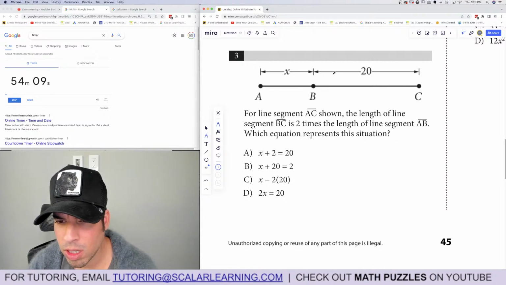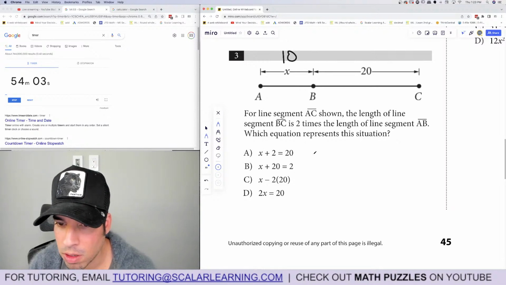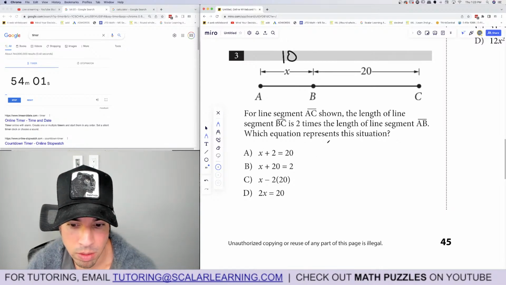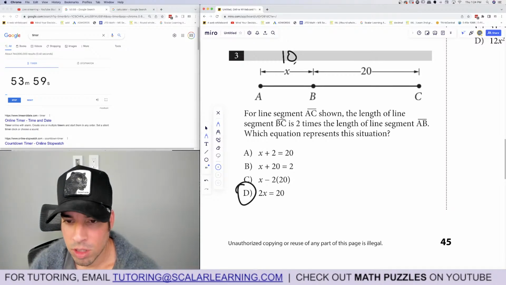is 2 times the length of segment AB. So BC is 20, this is 10. Which equation represents this situation? So it would be 2x equals 20. D, right? Because x is 10.